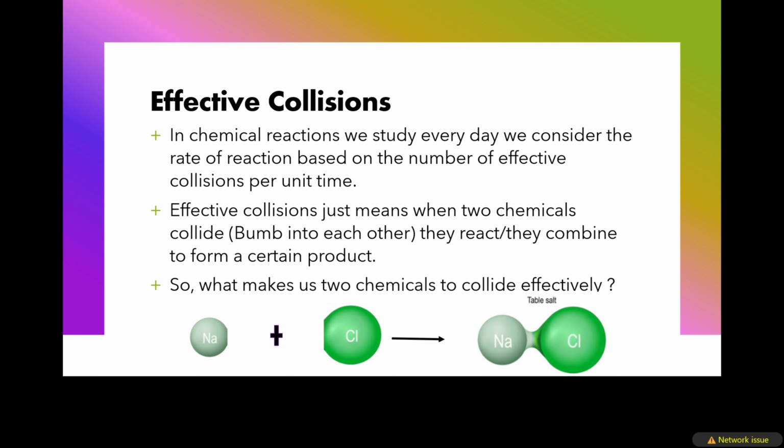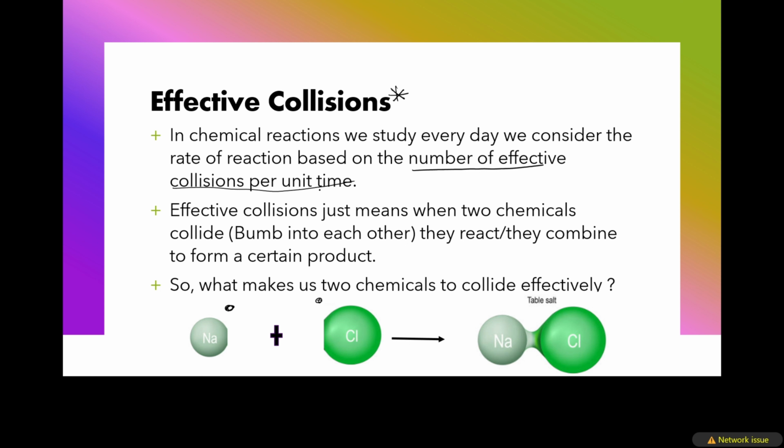because you are measuring how fast a reaction is taking place. So in chemical reactions, when we are studying the rates of reaction, we talk of this thing of effective collisions. You need to understand what we mean when we say that we've got an effective collision. In chemical reactions we study every day, we consider the rates of reaction based on the number of effective collisions per unit time. So when we say that we've got an effective collision, it means we've got a reactant and another reactant mixing up together to form a certain product. Just like in this diagram here, we've got sodium mixing up with chlorine to make table salt, which is sodium chloride.